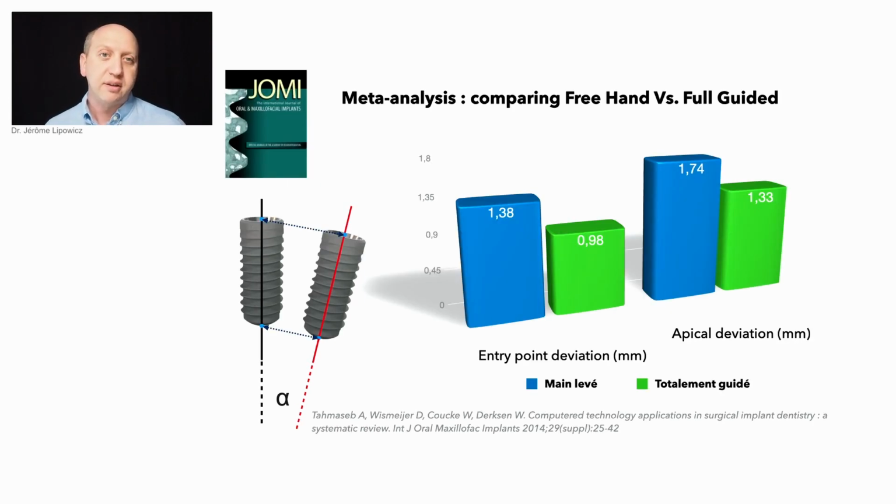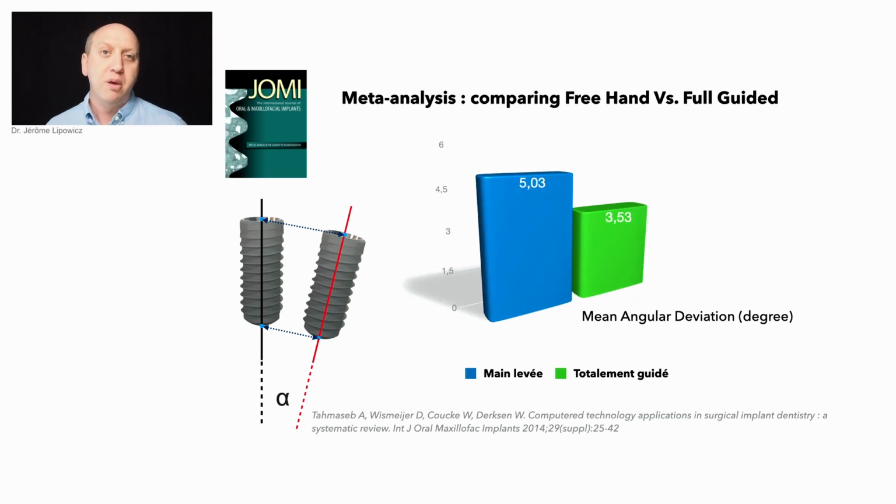Another interesting meta-analysis performed by the very same team 4 years earlier in 2014 compared freehand surgery with full guided surgery. They found a 0.4 millimeter difference at the entry point and apex. It doesn't look big, but another important figure to notice is the mean angular deviation between those, which is 1.5 degrees.